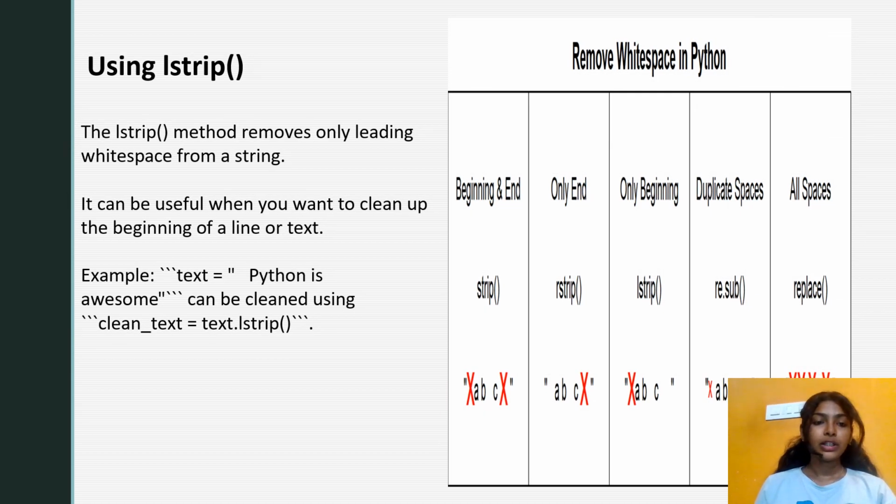Using lstrip, the lstrip method removes only leading whitespace from a string. It can be useful when you want to clean up the beginning of a line or text. For example, text is equal to " Python is awesome" can be cleaned using clean_text is equal to text.lstrip().